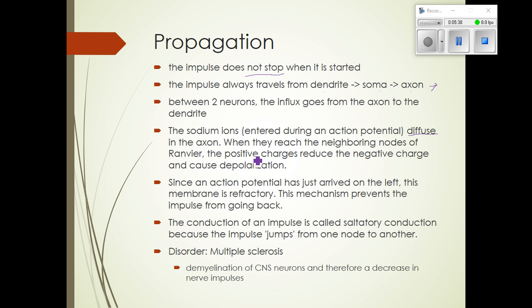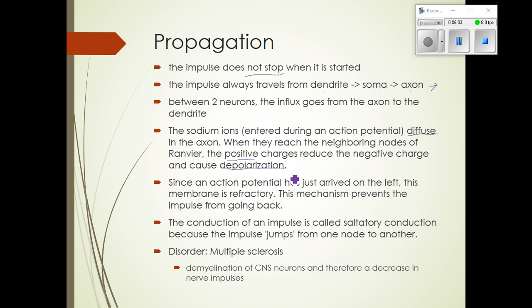Ions always want to move from a place where they are more concentrated to where they are less concentrated. So at the point where they came into the axon, there's a whole bunch of them, and they're particles. They don't have brains. They don't know where they're supposed to go. They start moving down the length of the axon. When they get to the next node of Ranvier, that bit of positive charge can cause depolarization.